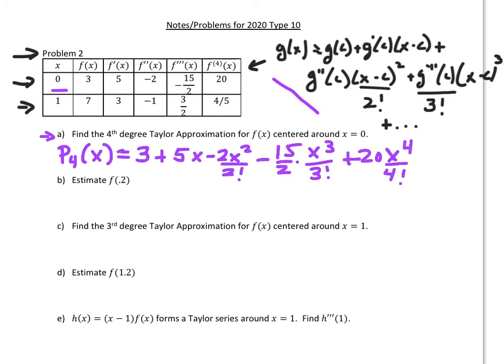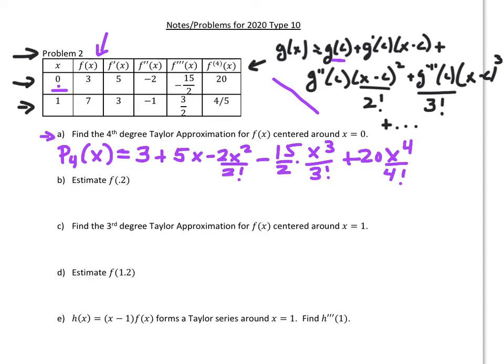So since this is centered around 0, the c value from up here is just 0, so I just get those terms with nothing else grouped with the x, and that is the fourth degree Taylor approximation for f of x centered around x equal to 0. Now if they gave us a function instead of all these different values, then you would have to go take the different derivatives, plug in 0, and then find out what those were, and then plug them in just as we just did.